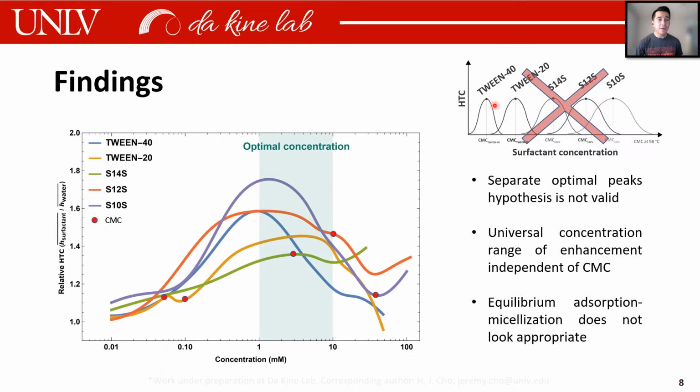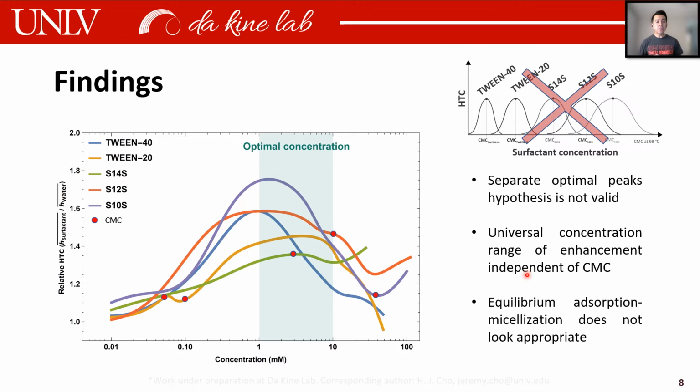So here we discover there is an optimal concentration range, and this led us to the statement that we were wrong. Yes, the hypothesis that I just mentioned in the previous slides is wrong. The separate optimal peaks hypothesis is not valid. Therefore, there is a universal concentration range of enhancement which is independent of the CMC. And the equilibrium absorption micellization case does not look appropriate in this case.